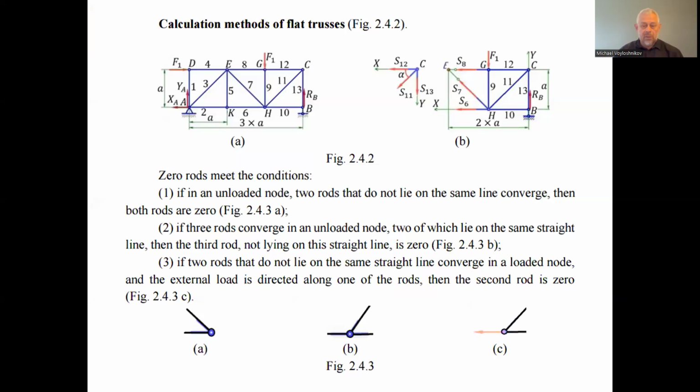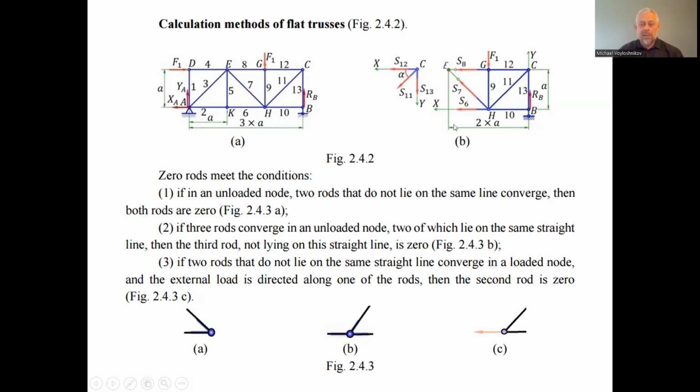Calculation methods of flat trusses: I said it can be the method of cutting knots, and we cut a definite knot like here on draft 2.4.2b. On the right, we have knot C cut from the truss. Consider the left, 2.4.2a, and after we cut the knot from this truss, next we consider the preconditions of balance of knot C, and then we can find the forces acting in the bars, in the rods of this truss.